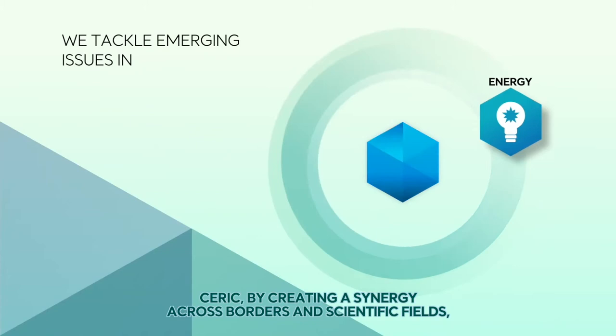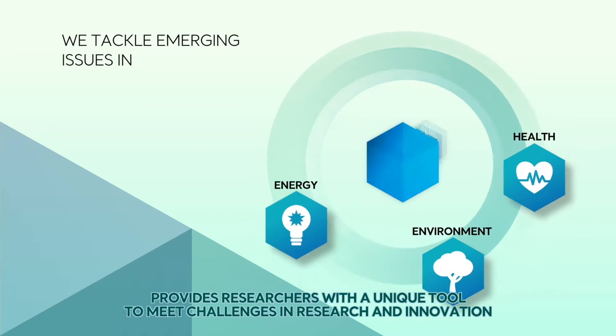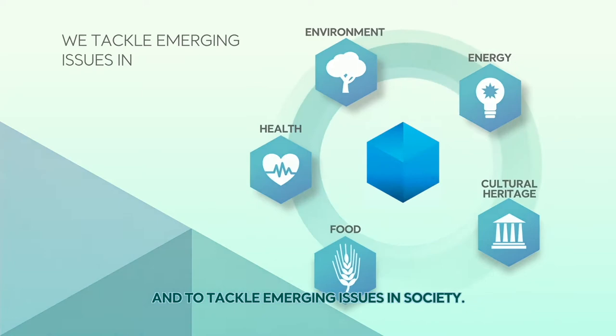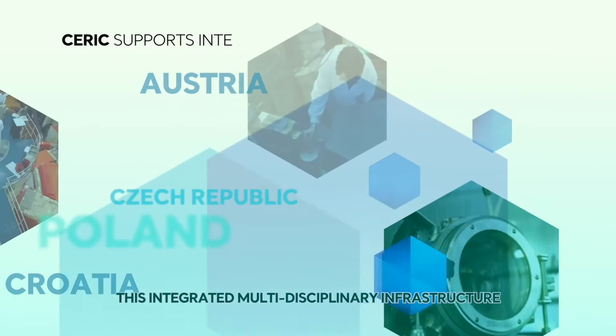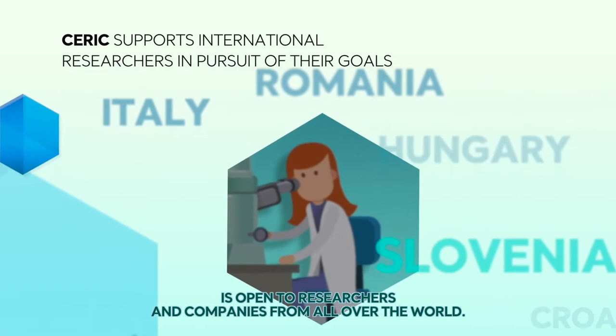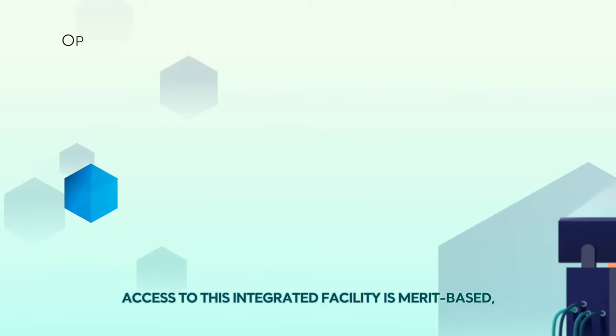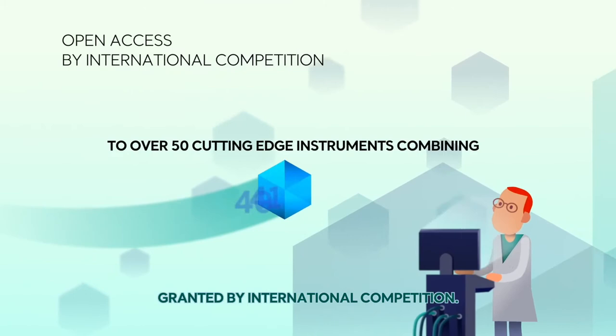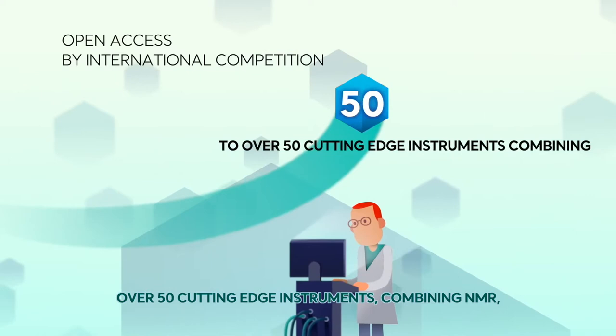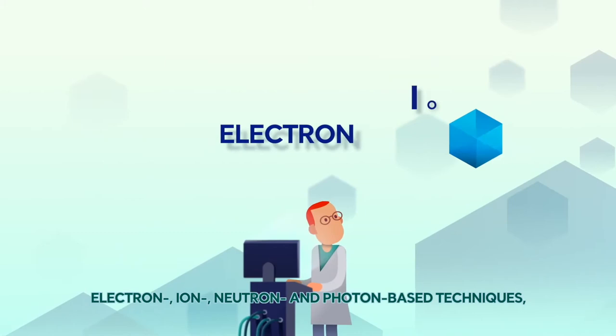CERIC, by creating a synergy across borders and scientific fields, provides researchers with a unique tool to meet challenges in research and innovation, and to tackle emerging issues in society. This integrated multidisciplinary infrastructure is open to researchers and companies from all over the world. Access to this integrated facility is merit-based, granted by international competition. Researchers winning the competition can access, with a single proposal, over 50 cutting-edge instruments combining NMR, electron, ion, neutron and photon-based techniques, allowing to perform analysis and synthesis of complex materials.